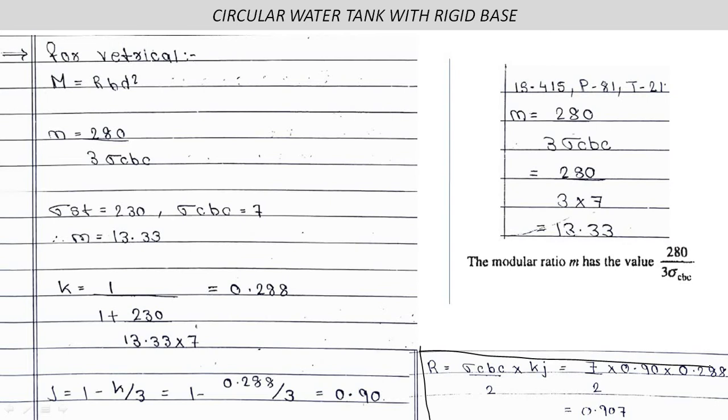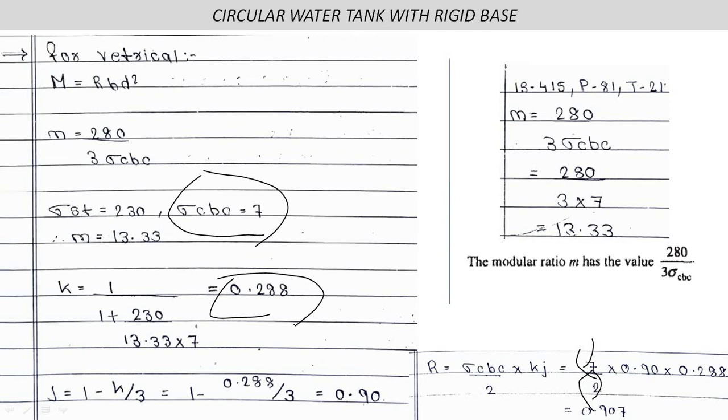Next we will find the value of capital R. For capital R, the formula is sigma CBC upon 2 into k into j. We have calculated k and we have calculated j, so we will place the values. So R is equal to sigma CBC, the value of sigma CBC is 7, so 7 divided by 2 into the value of k as 0.288 into the value of j, which is 0.90. So we have found the value of R as 0.907.